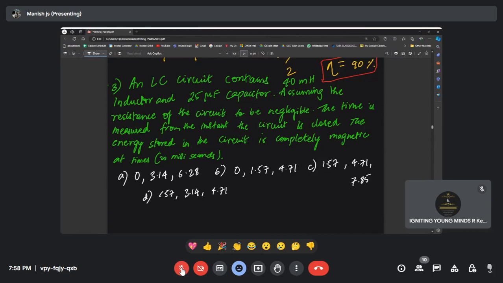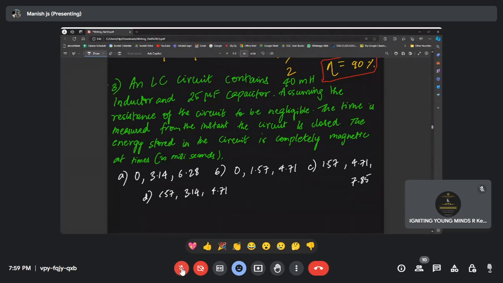So here you have an LC circuit which contains two important components. What are they? You can see that there is an inductor and there is a capacitor, no doubt. And they're telling you the resistance of the circuit is to be assumed negligible. That means you need not consider the resistance. The time is being measured from the instant the circuit is closed, that means when the switch is on.